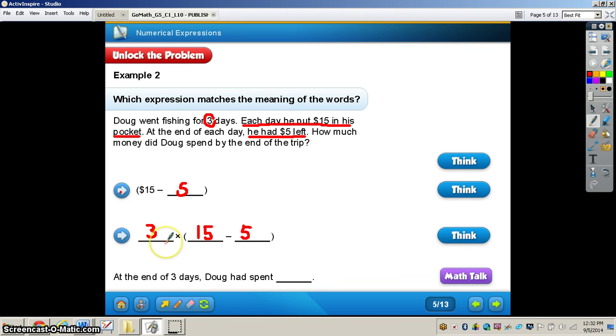Okay. So now we can solve this problem. 15, we do parentheses first. We'll learn about that here in the next couple videos. 15 minus 5 is 10. And then we multiply that by 3. Okay, so at the end of 3 days, Doug had spent actually $30.